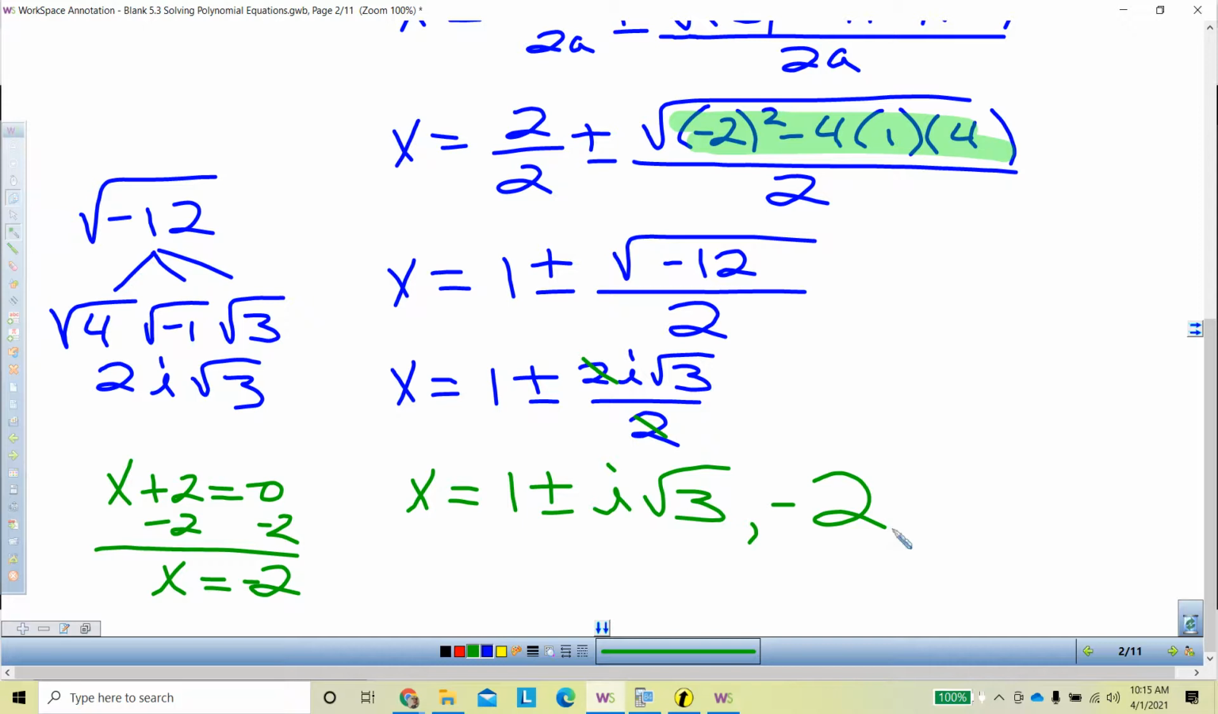Question, Trevor? What exactly is the second answer? So we have 1 plus i root 3, that's one answer, and 1 minus i root 3, that's the second answer, and then the negative 2. Okay? It's a good question because clearing that up right away is super important, so you're not confused the entire time on these things.